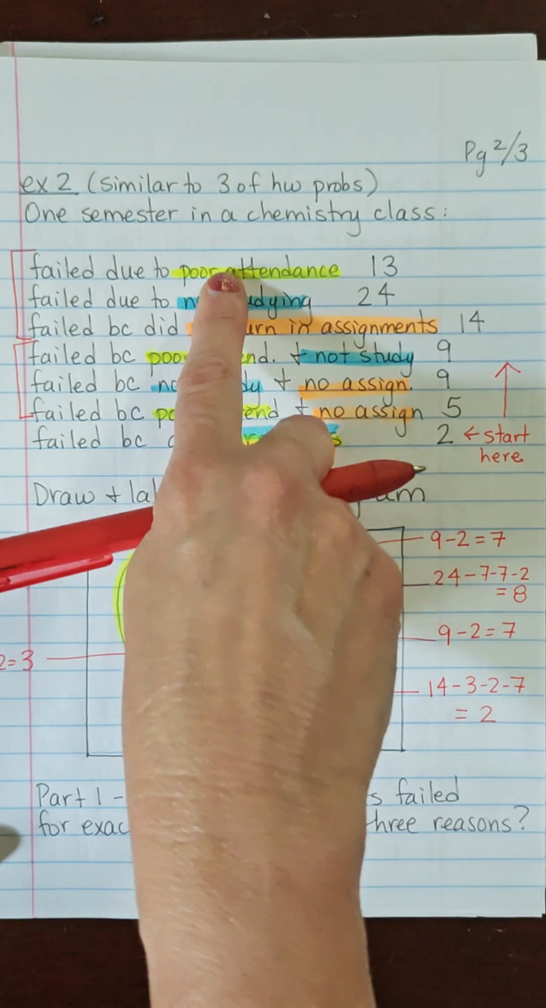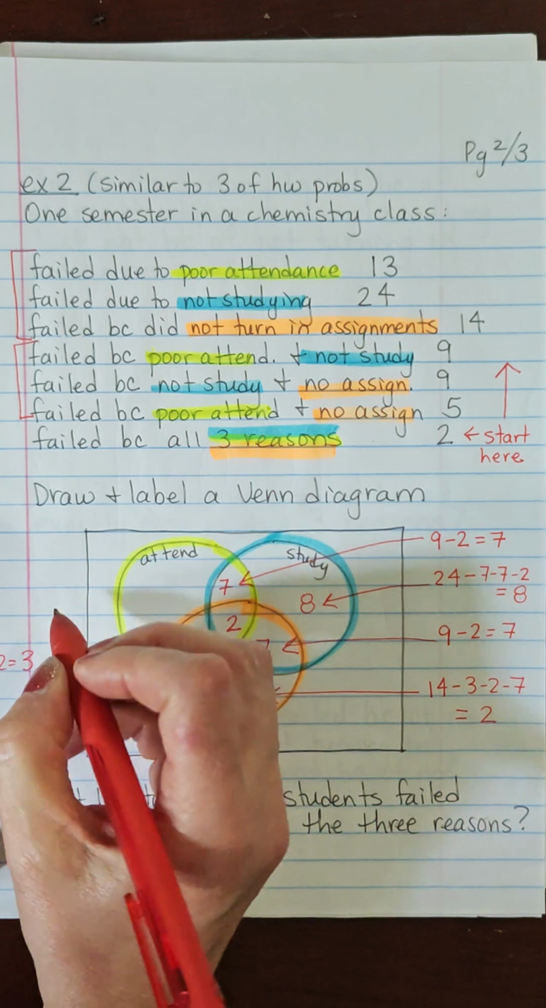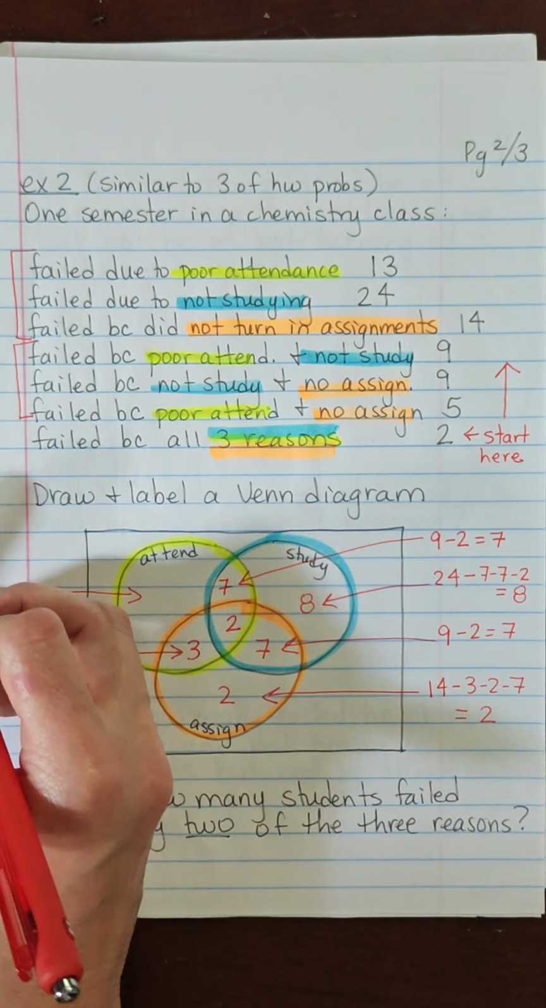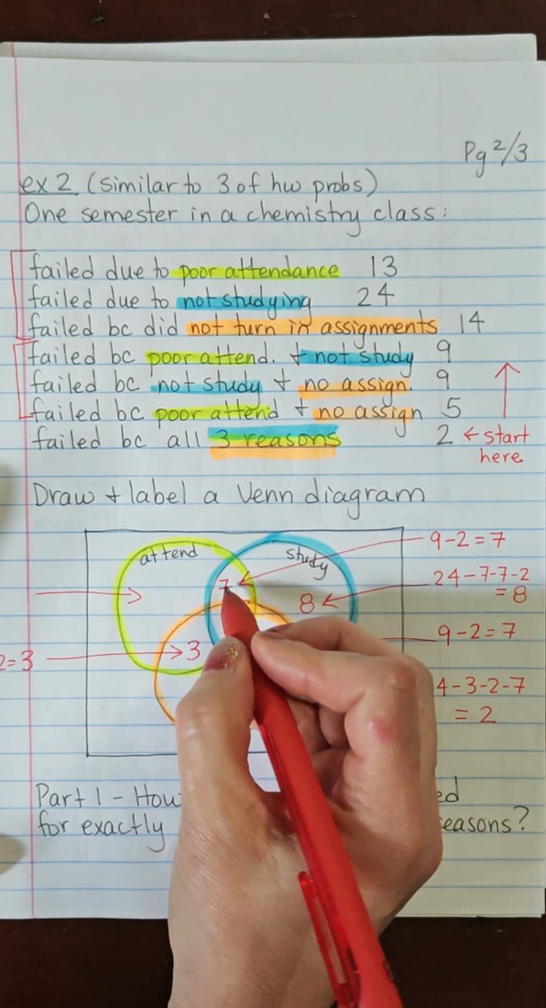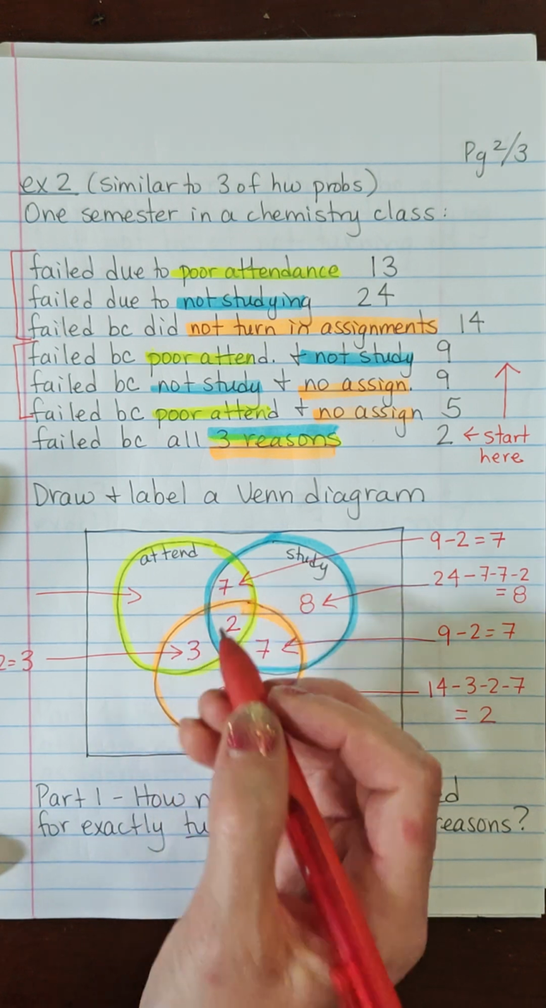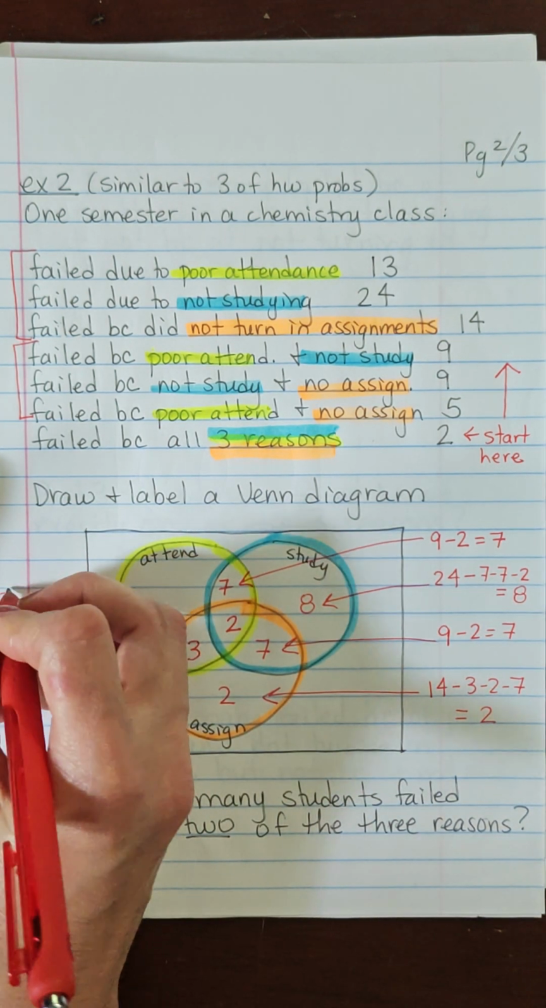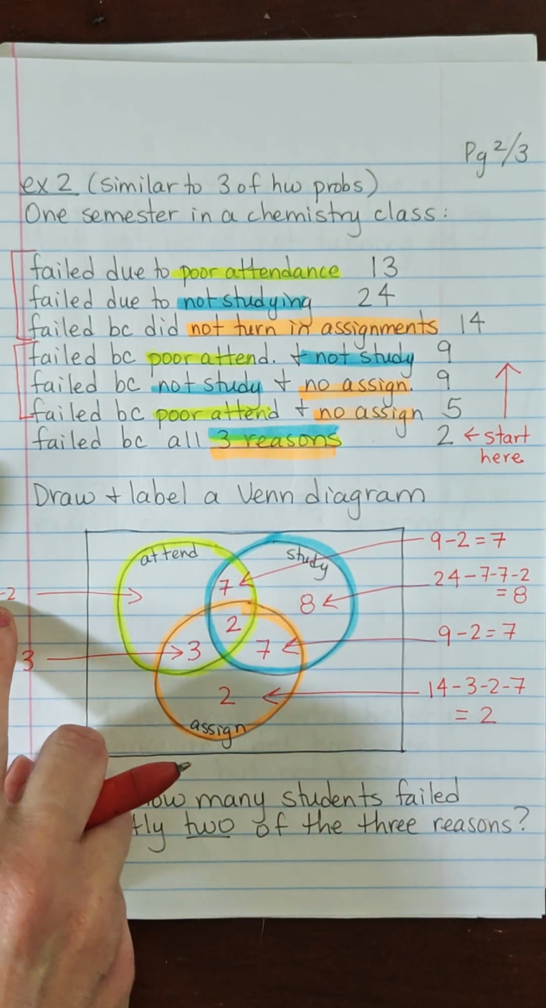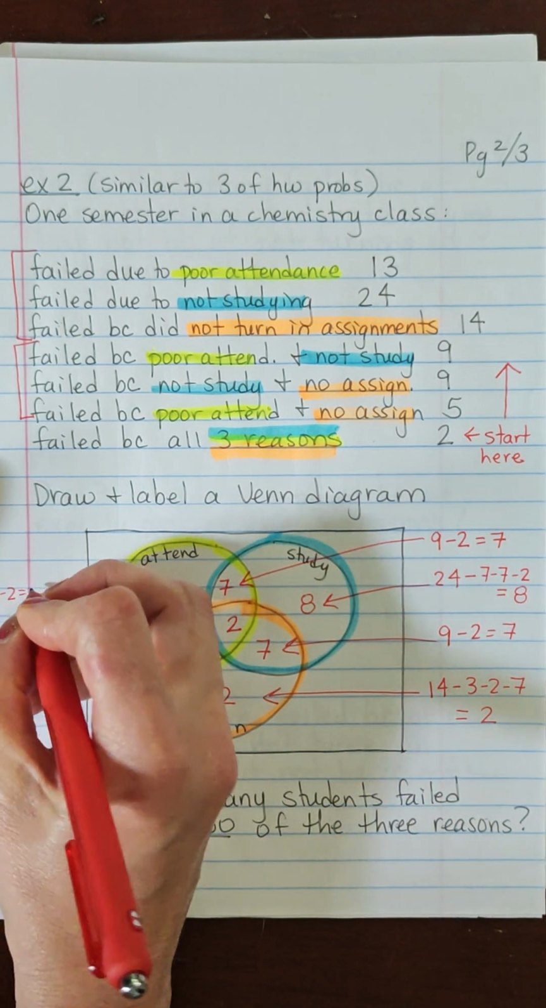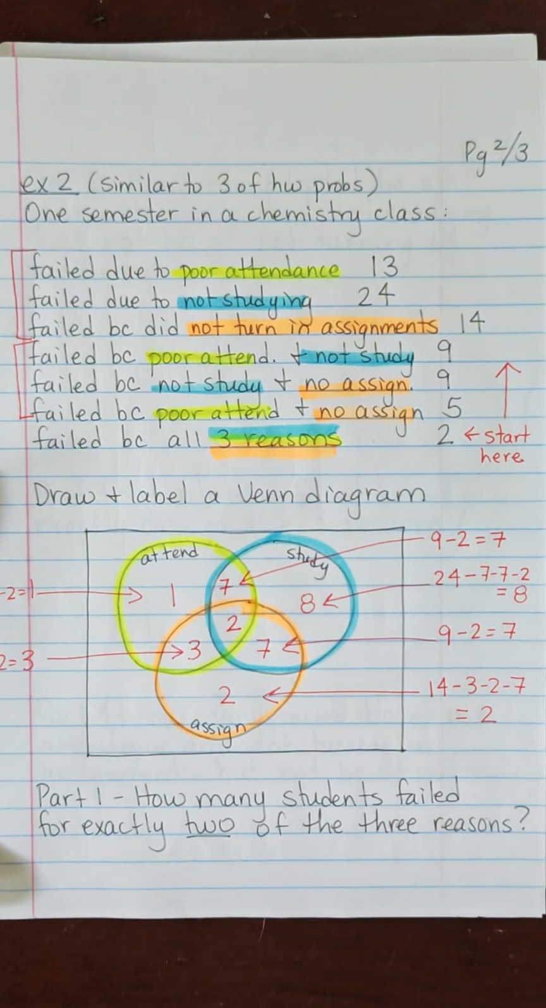All right, and then last up here, we've got this yellow. Its total is 13. I've already got 2, 3, and 7. So that's 7, 8, 9, 10, 11, 12. So that just leaves 1 to go out there.